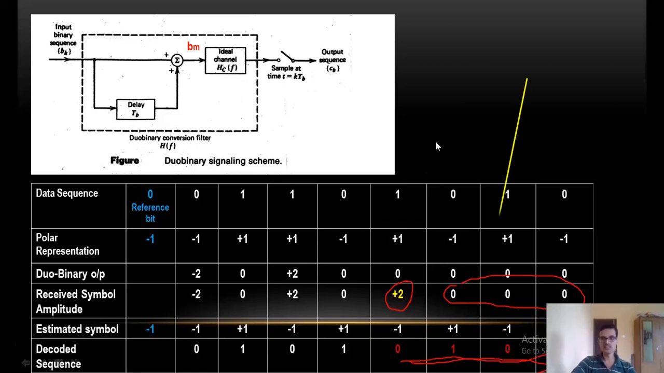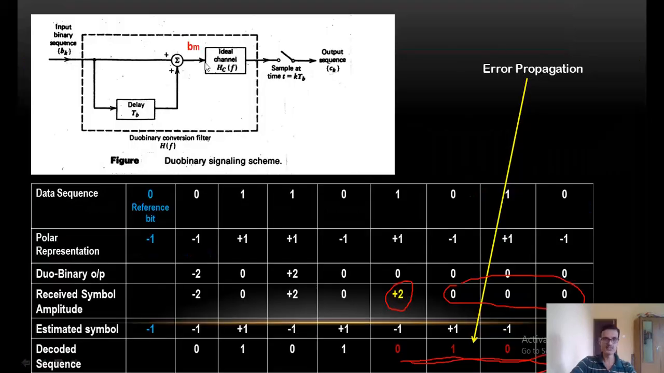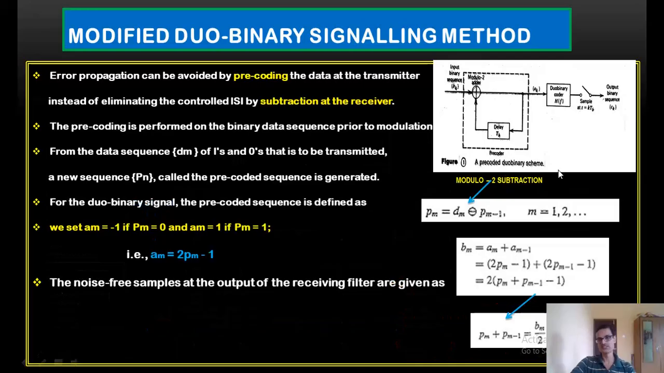Now to overcome this particular problem, as I told earlier, this error propagation what we have, we have to go for what is called a modified DuoBinary signaling method. Same DuoBinary coding method. Just look at this diagram here. This is the DuoBinary coder, whatever I have used in the previous slide, where we have an adder and a delay network. That's it.